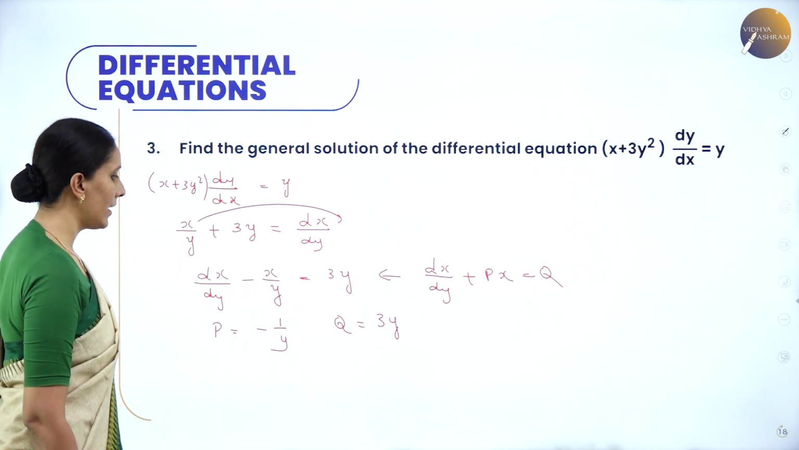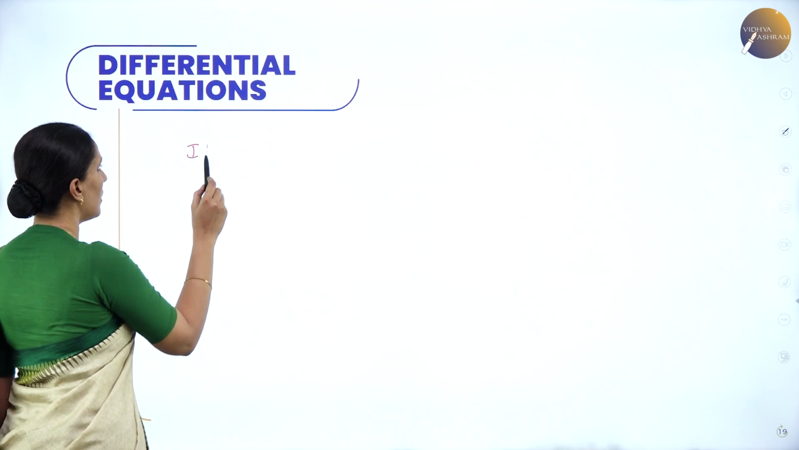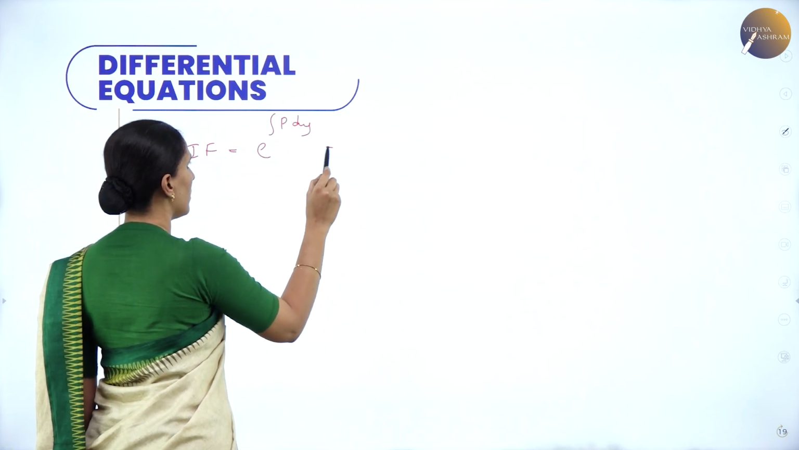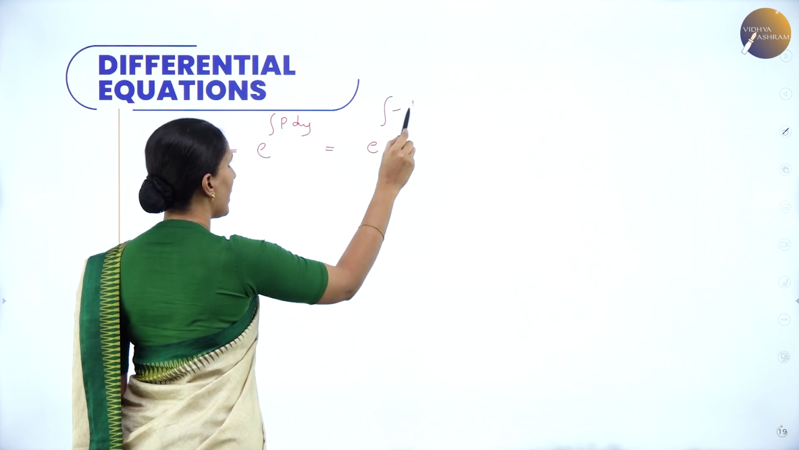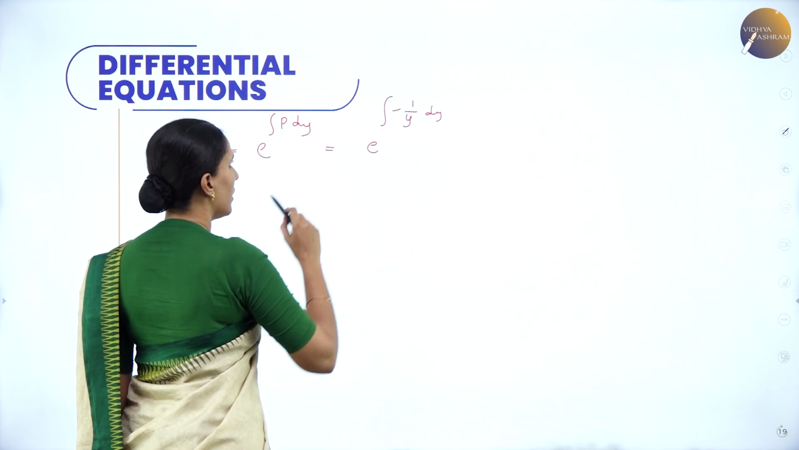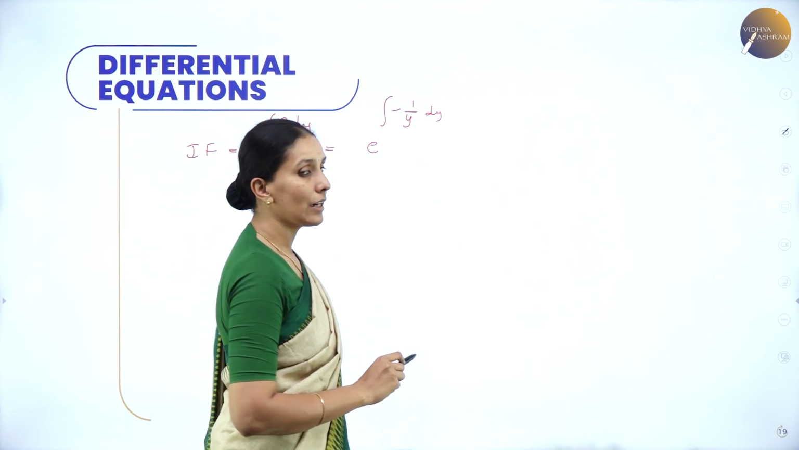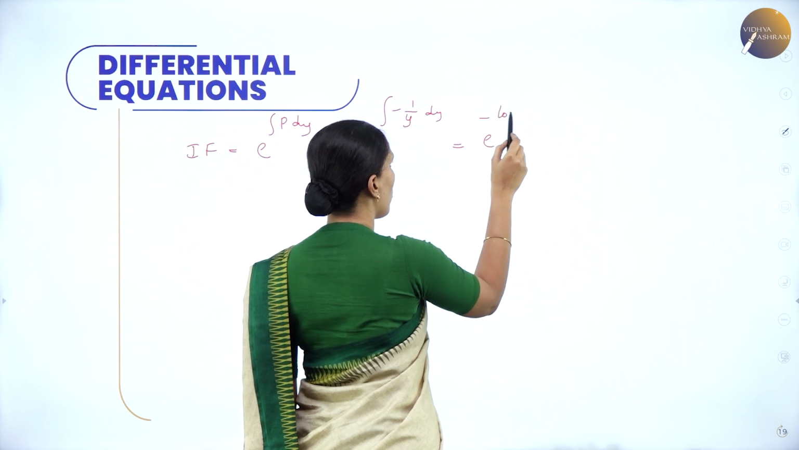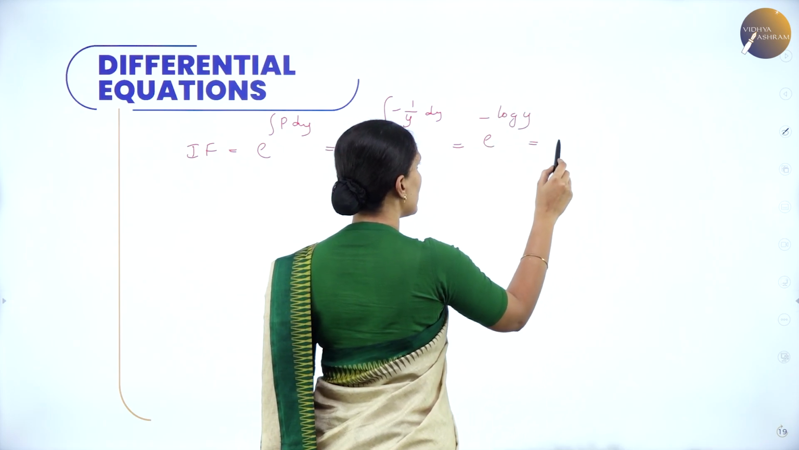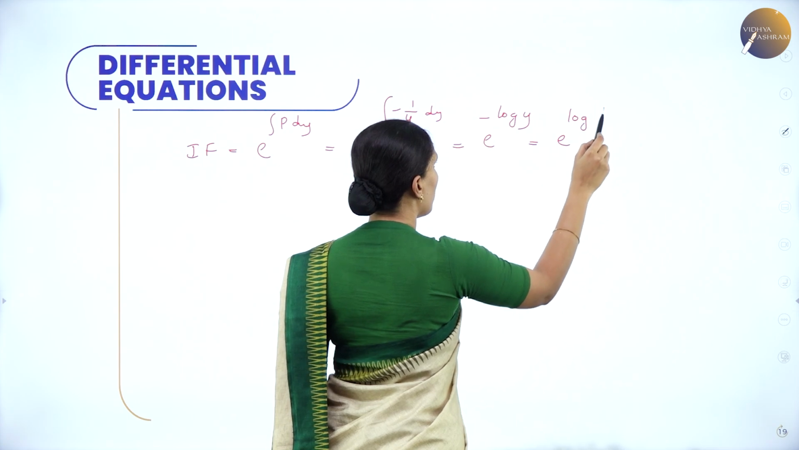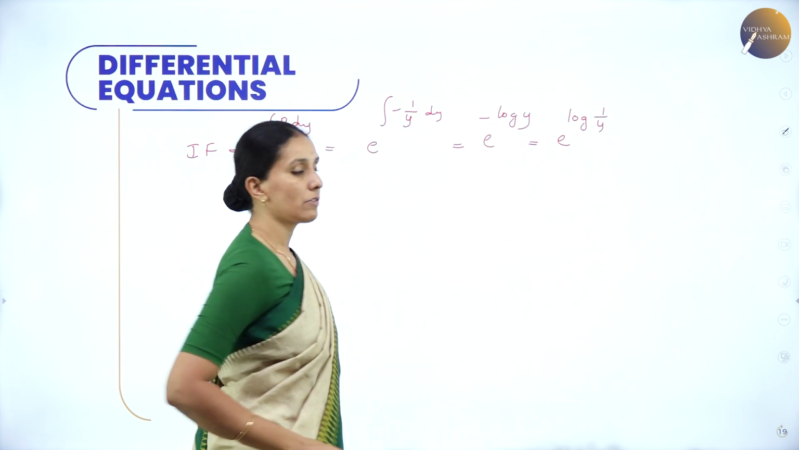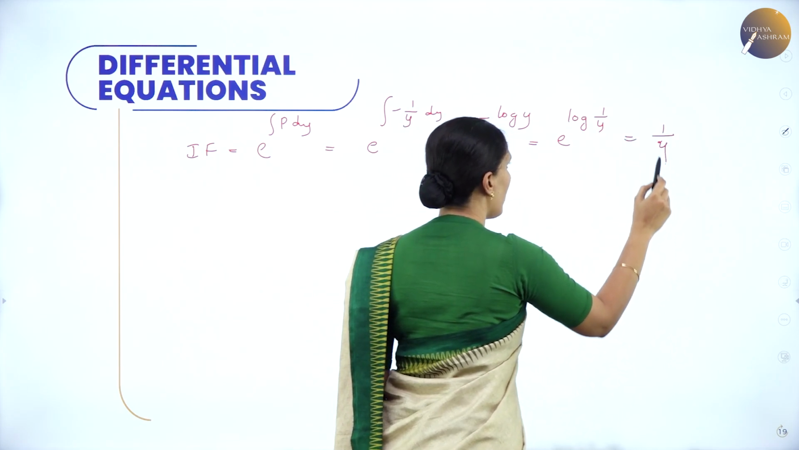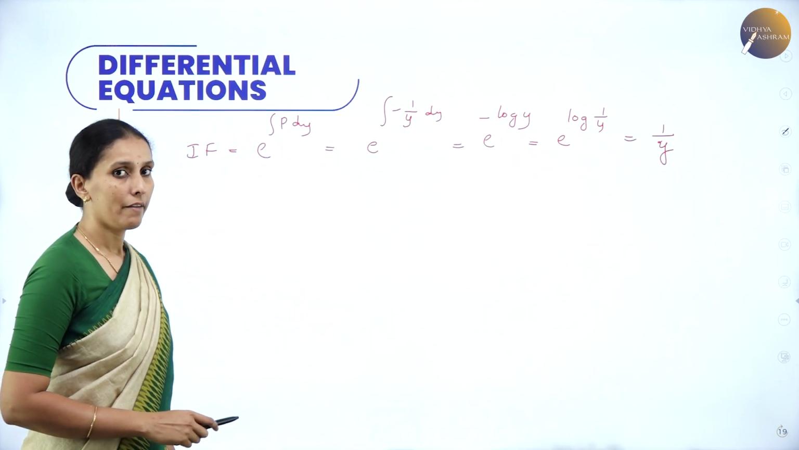So let's calculate the integral factor. Integral factor is e to the power integral of p dy. So e to the power integral of minus 1 by y dy. If I keep minus outside, then integral of 1 by y is log y. So e to the power minus log y, or can be written as e to the power log 1 by y. So y power minus 1 means 1 by y. So evaluating this, we'll get the value as 1 by y. So integration factor is 1 by y.